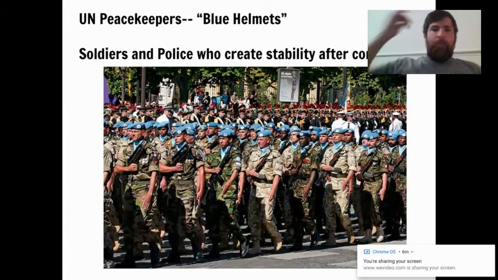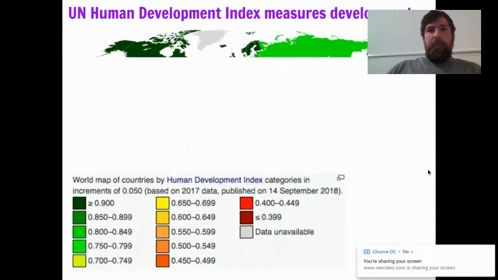Then there's UN peacekeepers, which sometimes get called blue helmets or blue berets. A beret is the hat that you can see these people wearing. They also sometimes wear helmets, obviously. These are soldiers and police, usually from many different countries, that get sent to work with the UN, and they go into places that are experiencing conflict. Particularly right after the conflict is over, they try to create some stability. Like after a civil war ends, you need troops to come in and reestablish order. That's what the blue helmets are for, UN peacekeepers.